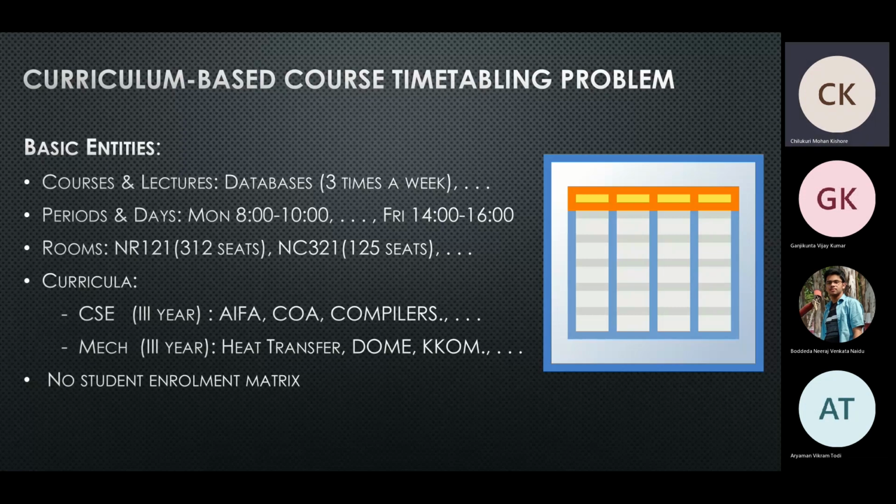And then we have the rooms with the number of seats. For example, NR 121 has 312 seats, NC 321 has 125 seats, etc. And then we have the curricula. Curricula means that, for example, CSC third year have these courses, AFA, COA, compilers, etc., and mechanical engineering third year have courses such as heat transfer, dome, KKOM, etc. And finally, there is no enrollment because we don't compute the room load when we do the timetable. The timetable is done before the enrollment. So it's blind in this sense. Therefore, here we satisfy the students that follow the curricula. Students that make strange choices are on their own, of course. Please move to the next slide.